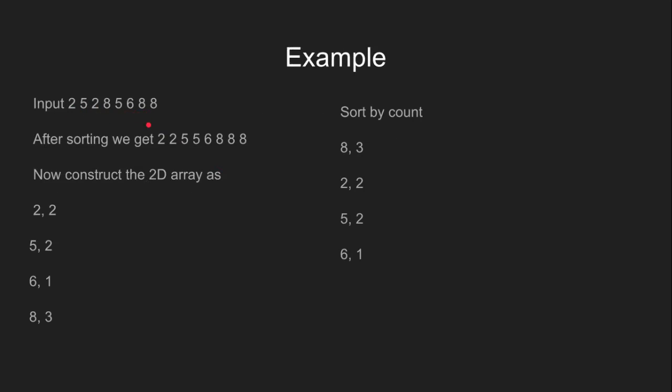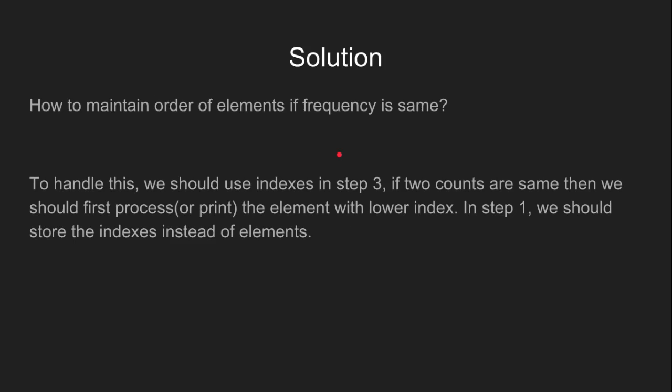First, we sort the array. Now, we construct a 2D array. We can see that 2 and 5 occur in this array 2 times. 6 occurs once and 8 occurs 3 times. At last, we will sort the 2D array on the basis of count in decreasing order.